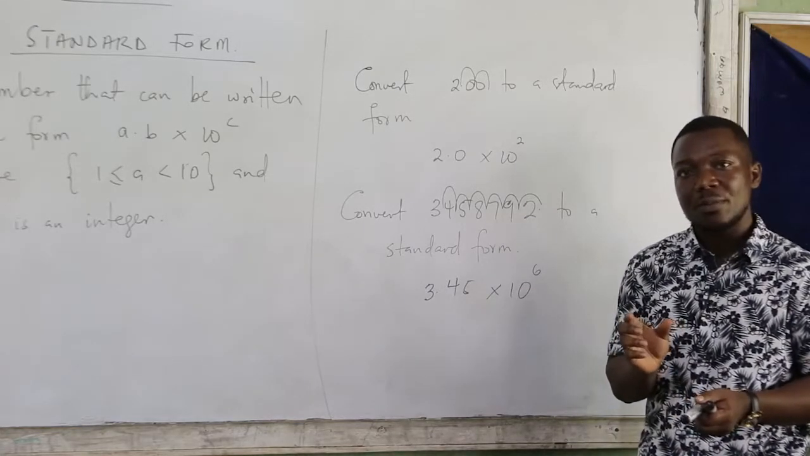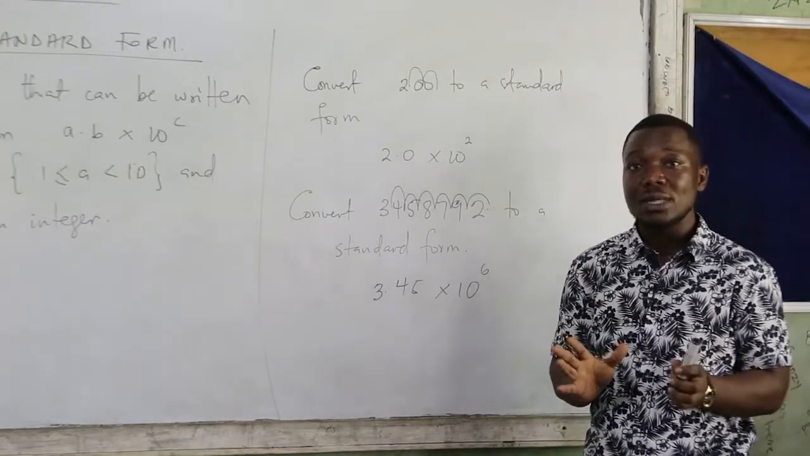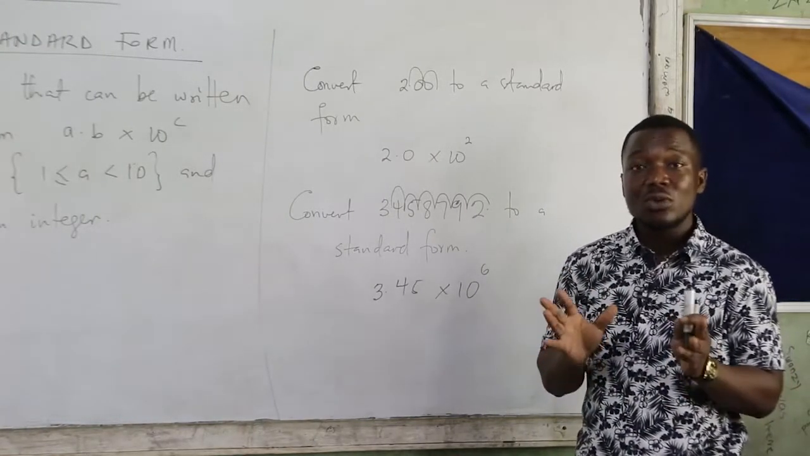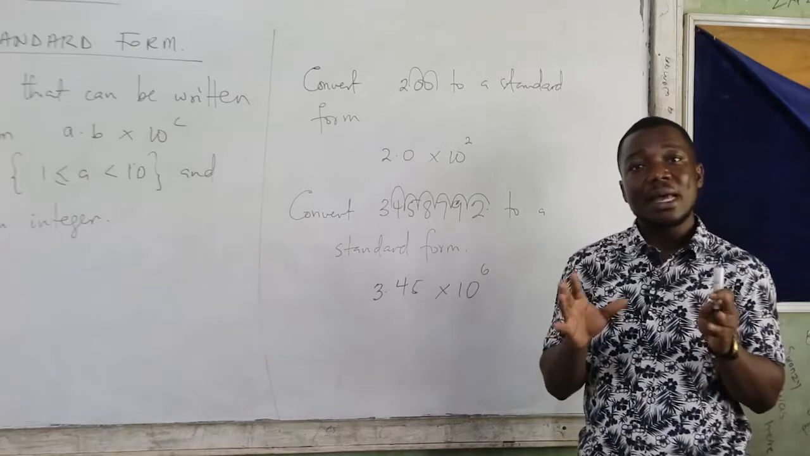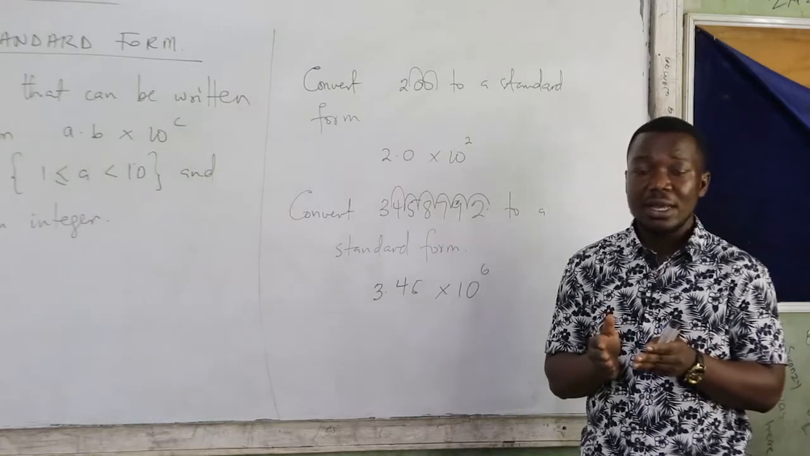In writing very big numbers, we are trying to do a rounding up so that we can get very close without writing every digit. So the concept of standard form is to write a number that is so big in a shorter way so that it's very easy to work with and to talk about.